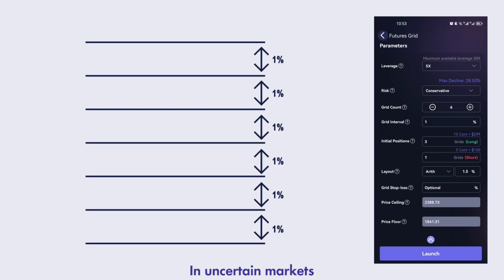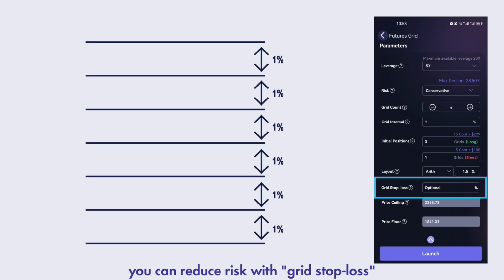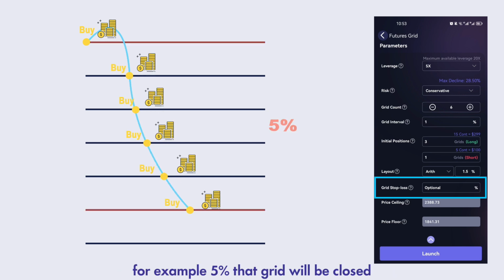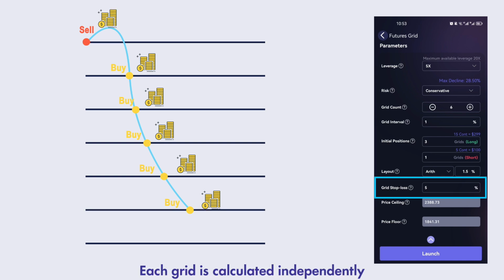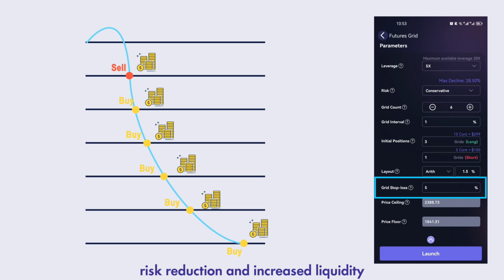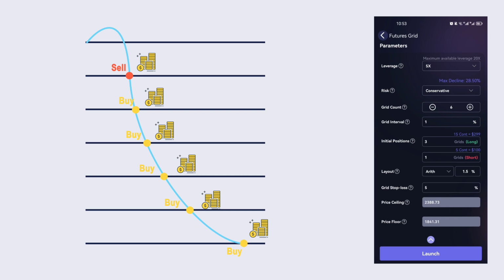In uncertain markets, you can reduce risk with grid stop loss. It will progressively close the grids based on the loss percentage of each grid. If the price continues to move in an unfavorable direction, resulting in a floating loss reaching, for example, 5%, that grid will be closed. Each grid is calculated independently, allowing for flexible fund allocation, risk reduction, and increased liquidity.